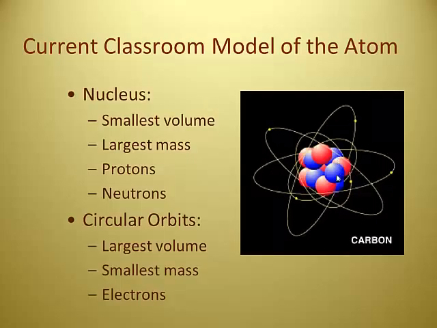So basically you've got protons, you've got neutrons, and you've got electrons. These electrons are in concentric circles in these orbits. So that is it.